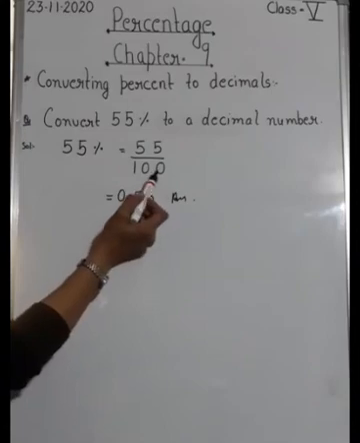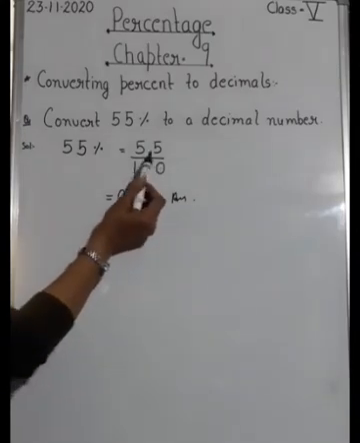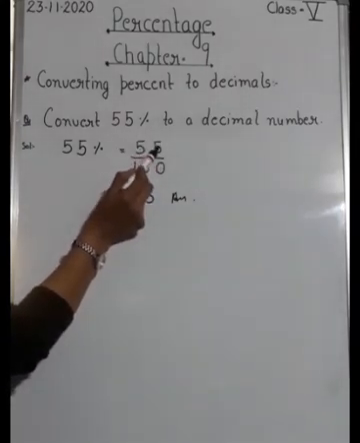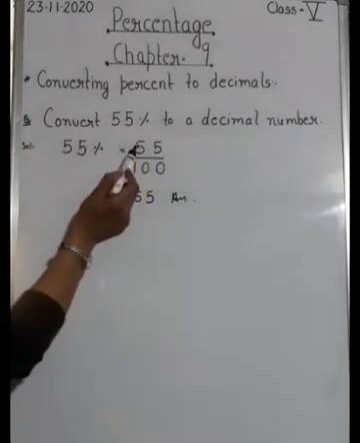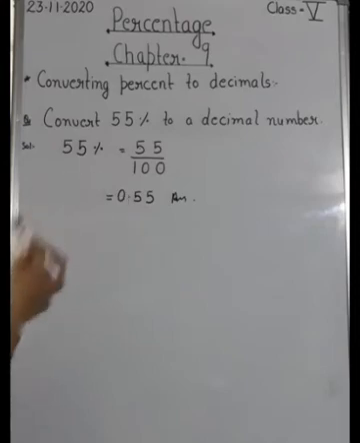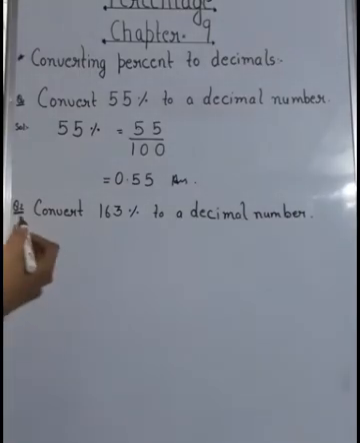Clear? You have to count the zeros. 1, 2 zeros are there. So the point will be after 2 places. So you count 1, 2 and you have to go towards the left. 1, 2, and after 2 digits I have placed a point and this will be your answer. Clear?